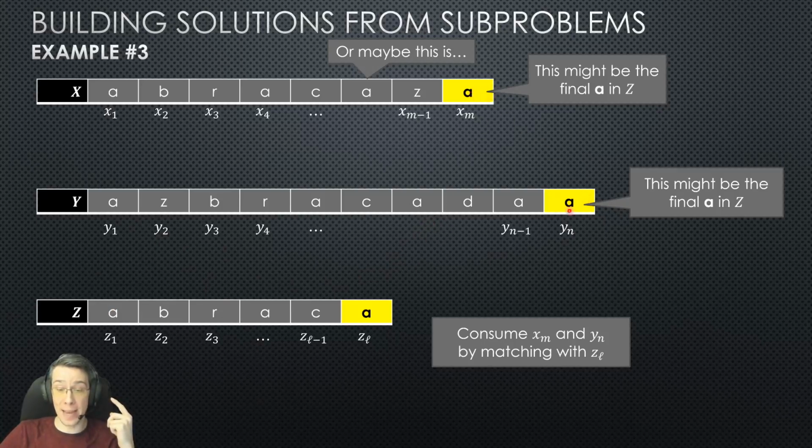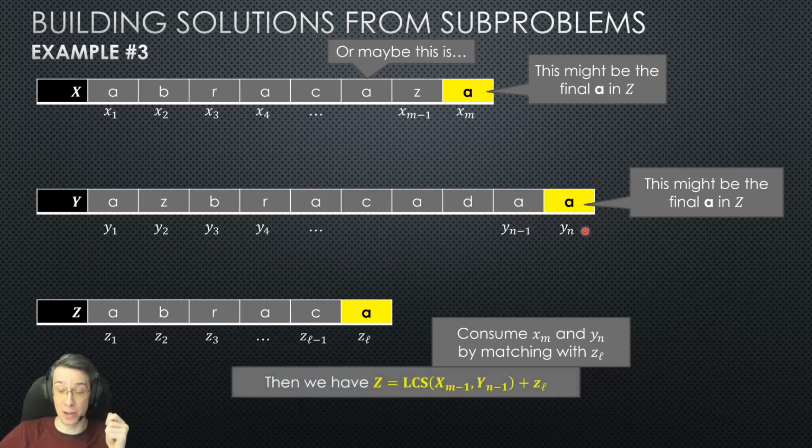We'll match these two a's with this a, and we'll think about finding a smaller part, a prefix of the LCS, in a prefix of x and a prefix of y, okay? So the LCS of x and y is going to be the LCS of x_{m-1} and y_{n-1} plus this last a that we found and matched ourselves. So this is the generalized formula here. The LCS is just going to be the LCS of x_{m-1} and y_{n-1} plus that last letter that we just matched with these two characters at the end of x and y.